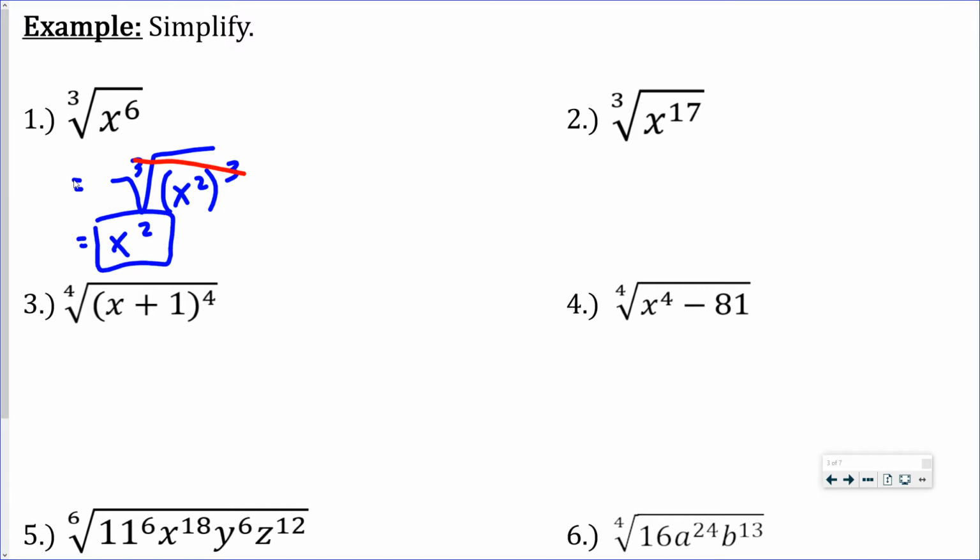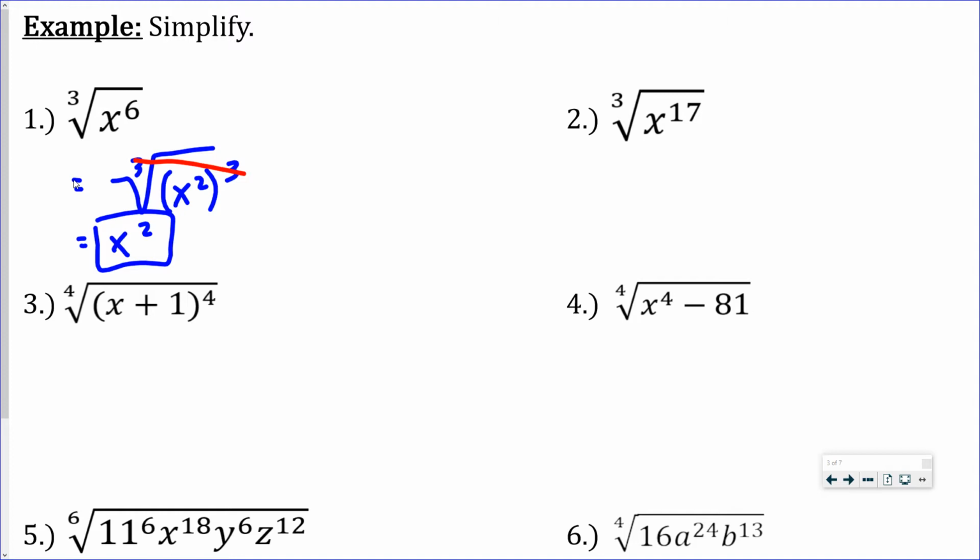So what happens if I have something like 17 that's not perfectly divisible by 3? You split it off. We're going to split it up into as many perfect cubes as we can. But I don't want to do 16 because 16 isn't divisible by 3 either. 9 and 8. 15.